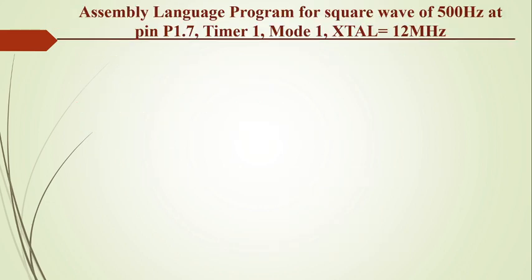Now the assembly language program for a square wave of 500 Hz at pin P1.7, we are using Timer 1 in mode 1 with a crystal frequency of 12 MHz.